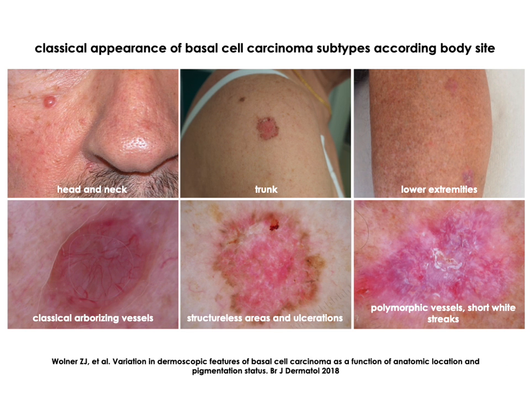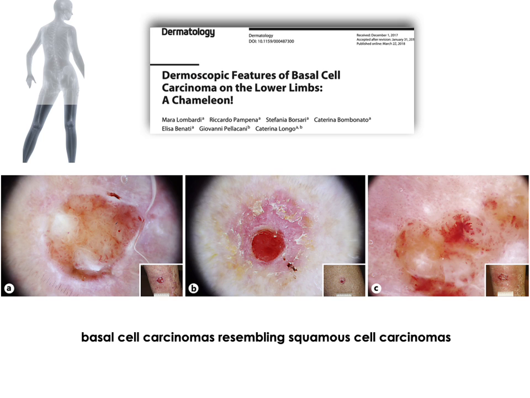So the appearance of basal cell carcinoma according to body sites is a little bit different, because on the head and neck, classic arborizing vessels are more frequently detected. On the trunk, structureless areas and ulcerations are the more frequent features, while on the lower extremities, polymorphic vessels and short white streaks are the specific criteria of this area. And this is a problem because the dermoscopic features of basal cell carcinoma on the lower limbs are a little bit tricky. In fact, the basal cell carcinoma of the lower limb is considered a chameleon.